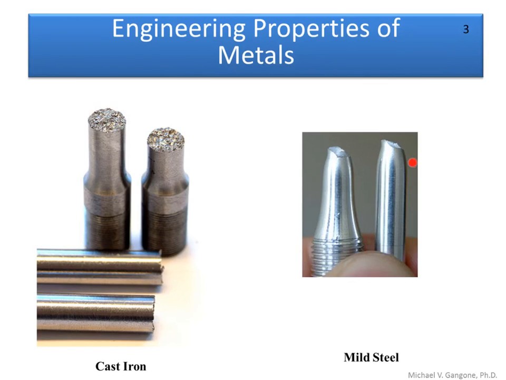So that's very common to see in a ductile material versus a brittle material, where you don't really see that necking behavior occurring. The cross section remains pretty much the same size as it did prior to reaching the failure point.